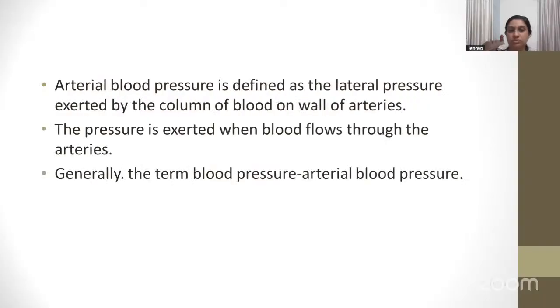So, what is blood pressure? It's defined as the lateral pressure that is exerted by the column of blood on the wall of arteries. So, arterial blood pressure can be defined as the lateral pressure which is exerted by the column of blood on the wall of arteries. In simple terms, it's the pressure exerted when the blood flows through the arteries. Okay. Generally, the term blood pressure means arterial blood pressure. So there are different blood pressures like venous blood pressure, etc. But in general terms, blood pressure simply means arterial blood pressure.